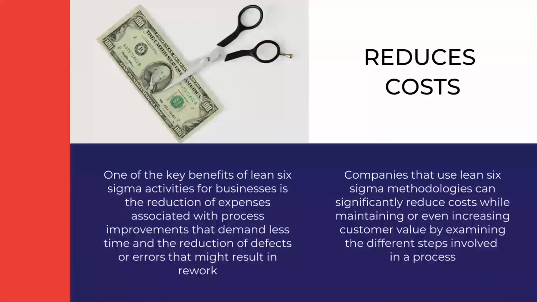Next, second is reduces costs. One of the key benefits of Lean Six Sigma activities for businesses is the reduction of expenses associated with process improvements that demand less time and the reduction of defects or errors that might result in rework. Companies that use Lean Six Sigma methodologies can significantly reduce costs while maintaining or even increasing customer value by examining the different steps involved in a process, understanding customer requirements, and then eliminating irrelevant steps while increasing value.